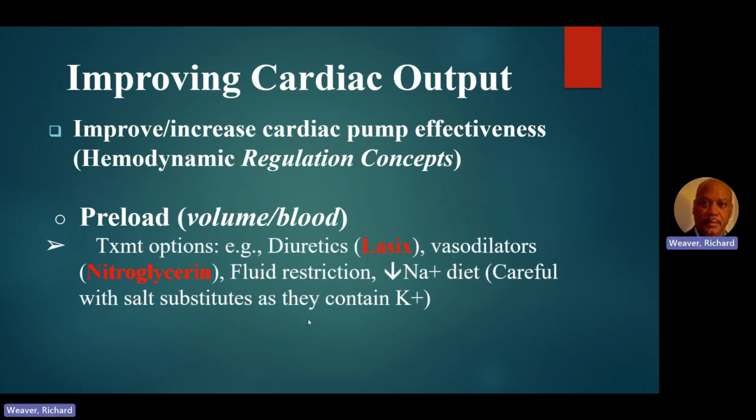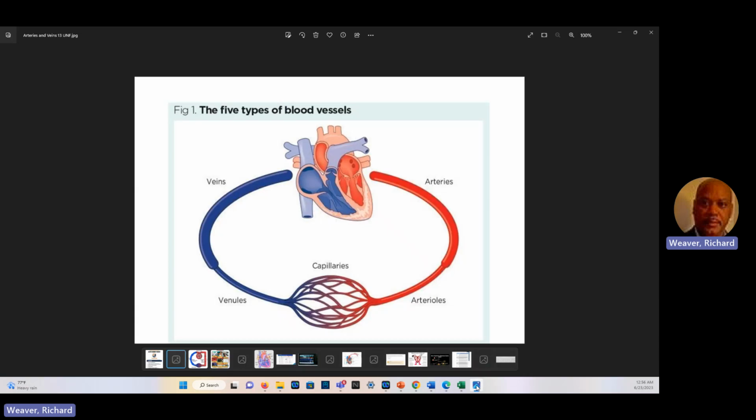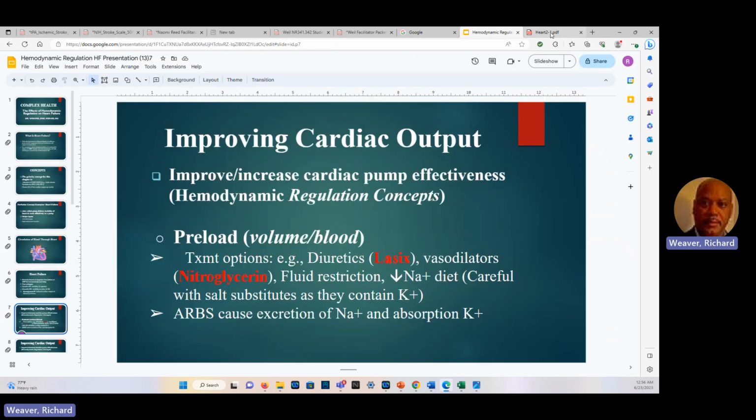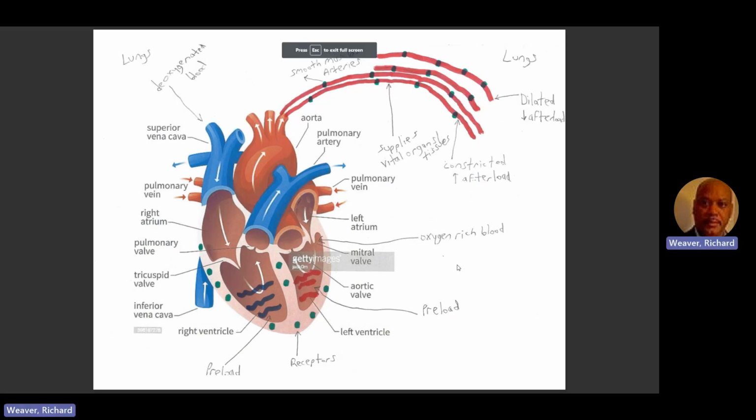We will have a brief discussion about the treatment options here. But before we get into that, I would like to show you a depiction of what this preload looks like. From the superior vena cava and also the inferior vena cava, blood is returning to the right side of the heart. That volume of blood returning to the right side of the heart is known as the preload.